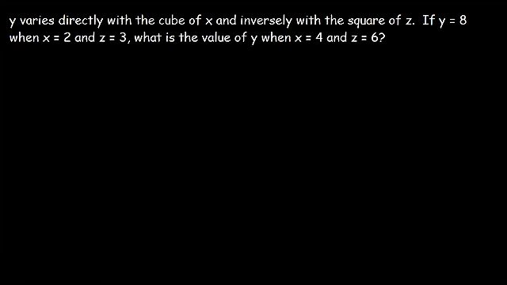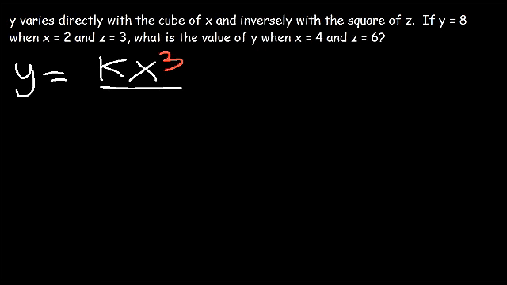Here's the last problem of the day. So y varies directly with the cube of x and inversely with the square of z. What's the equation? So directly with x, that means x is on top and it's associated with the cube of x, but inversely with the square of z. So we have z squared on the bottom.